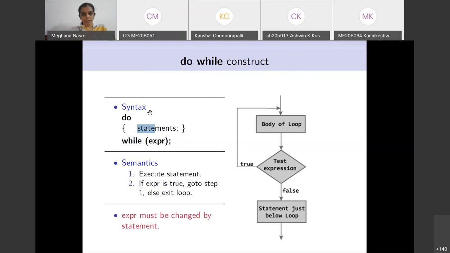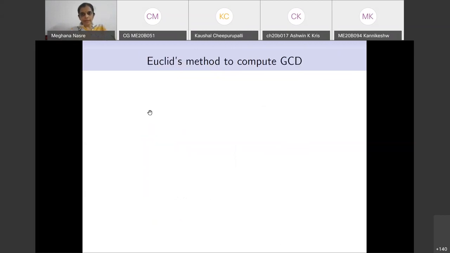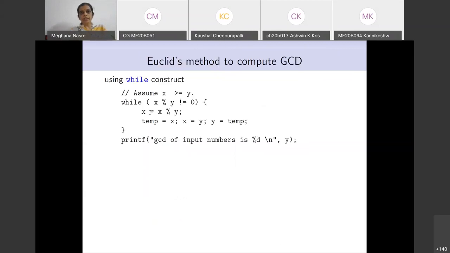We have the syntax for the do while loop. Again, why do we have several loop constructs? They are natural for different scenarios that we want to code up. We have already seen examples of this, but just to exercise this loop construct, we are going to go back to our favorite GCD example and look at Euclid's method first. That is the same thing that we are very familiar with now.